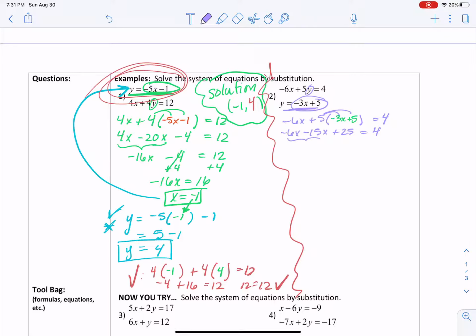Combine like terms, negative 21x plus 25 is 4. Subtract 25 from both sides. Negative 21x equals negative 21. X is 1. So for my solution, so far, I know that it's 1 something.